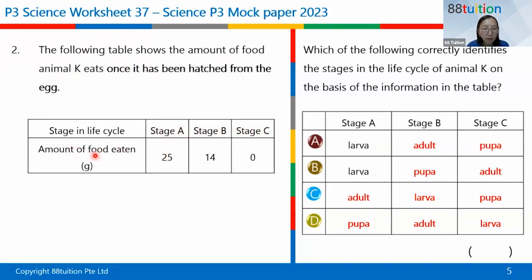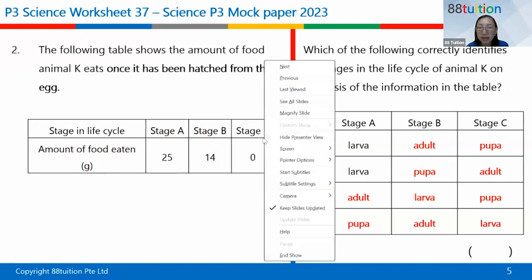All right. The amount of food eaten at stage A is 25 grams of food. Stage B, the animal eats 14 grams of food. Stage C, the animal eats 0 grams of food. That means at stage C, the animal doesn't eat.